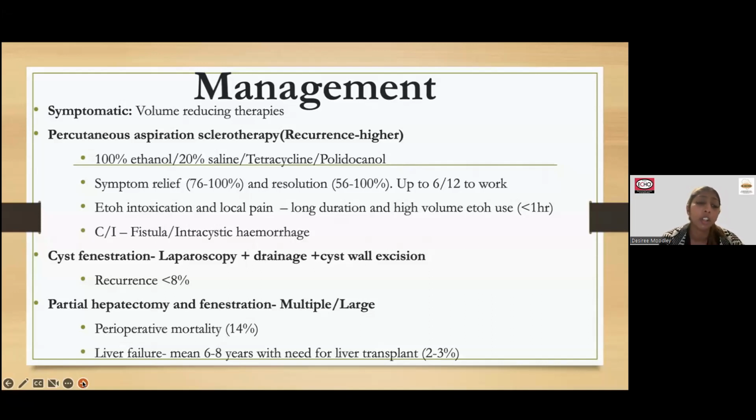For multiple and large simple cysts, you can consider a partial hepatectomy and fenestration. However, this has quite a high perioperative mortality of 14%. And they say that these patients can progress to liver failure with a mean of 6 to 8 years, with the need for liver transplant in these patients of 2 to 3%.